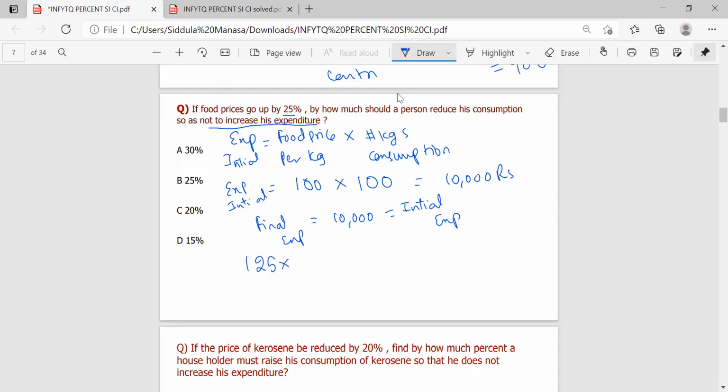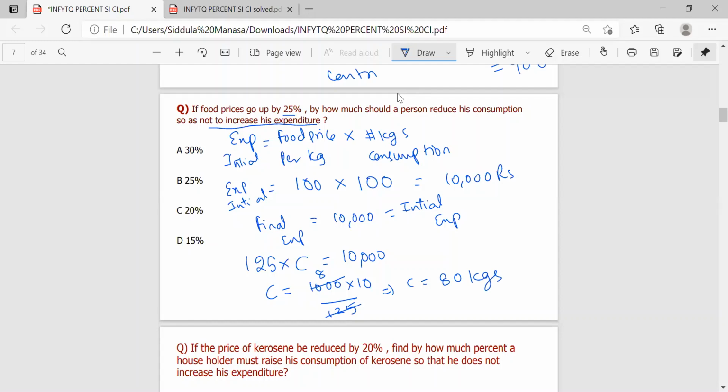How much consumption are you doing right now? We don't know. Let us suppose C kgs consumption. The expenditure has to meet what? 10,000. So C will be equal to 1,000 into 10 by 125. 125 ones are 125, eights are 1,000. So that means now your consumption is equal to 80 kgs.